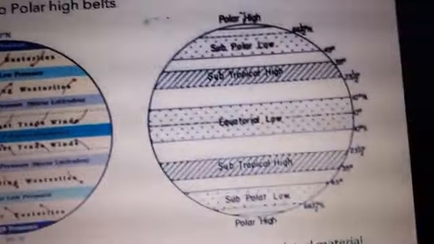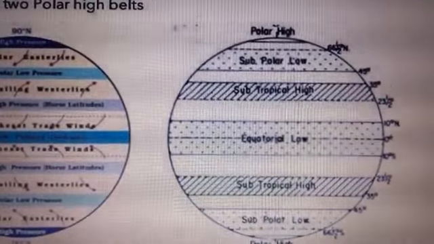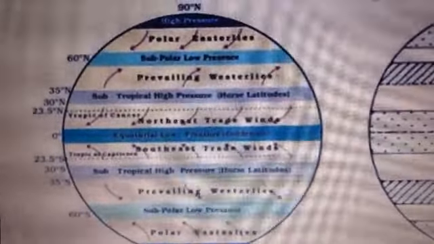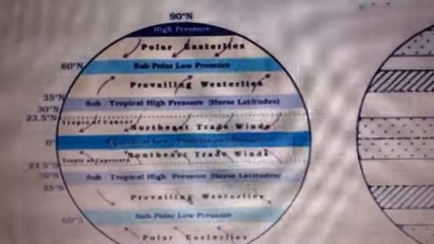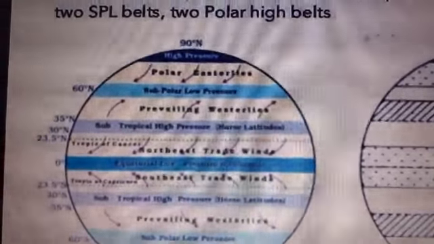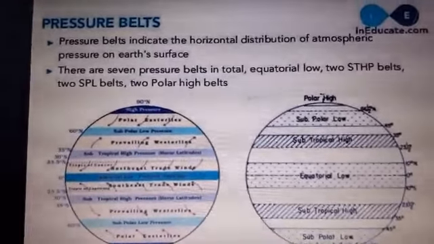You can see these diagrams. It is written over here. It starts from the equator, that is 0 degrees, in both the hemispheres, northern and southern. Here you can see the winds they have shown: the northeastern winds, the tropical high pressure belt, prevailing westerlies, polar easterlies. These are the different winds blowing in different regions. So we are going to study in detail the pressure belts on the Earth's surface.